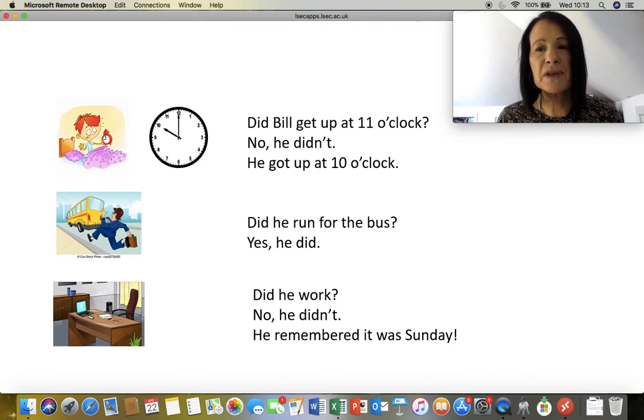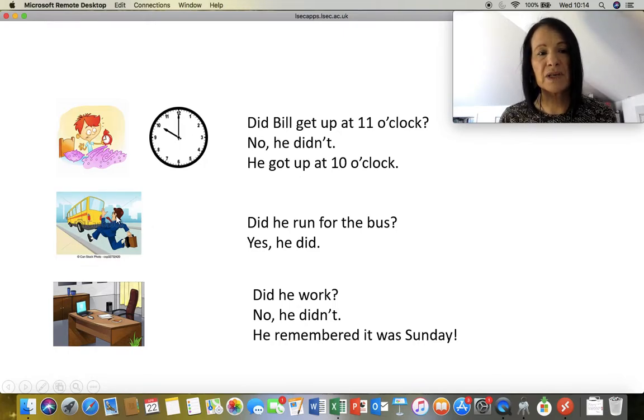Those verbs, are they regular or irregular? Well, if you look here, there's no ed, they're irregular verbs. Got up is the past tense of get up, and woke up is the past tense of wake up.